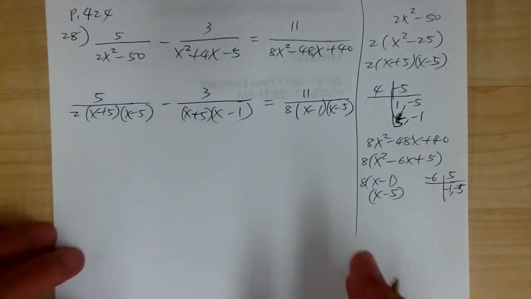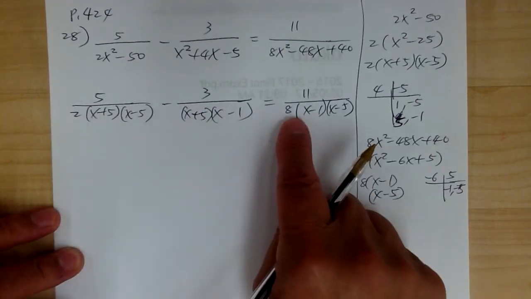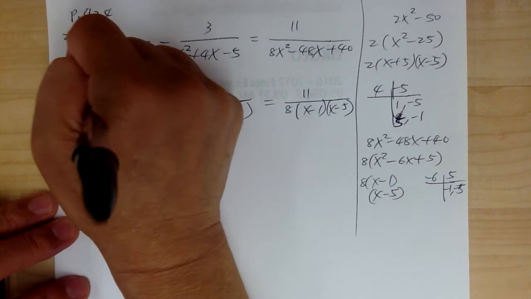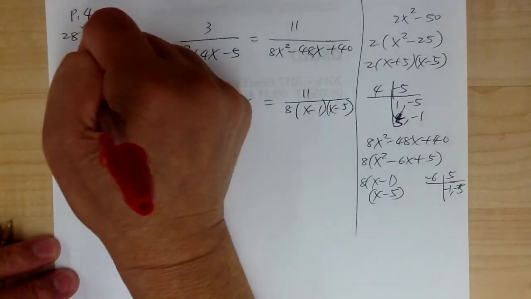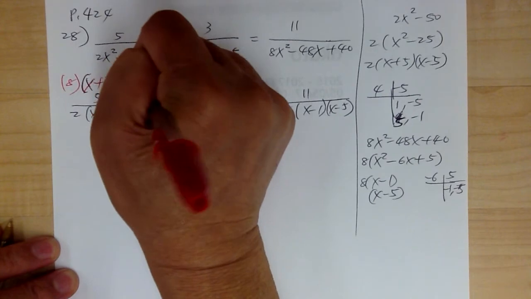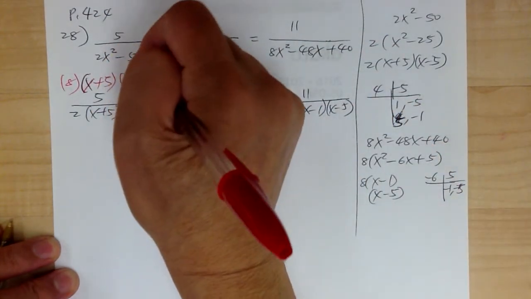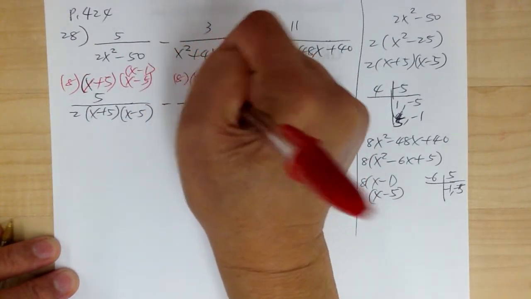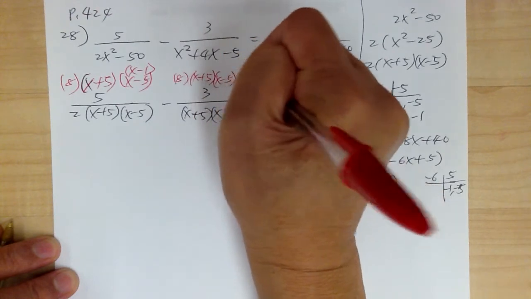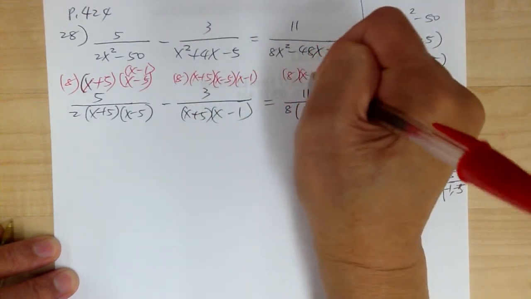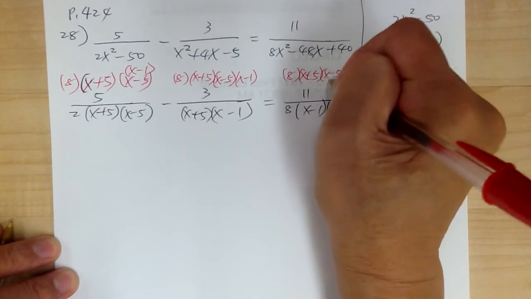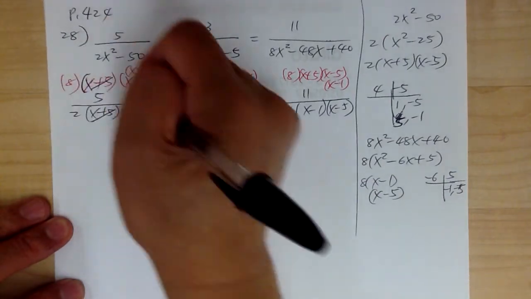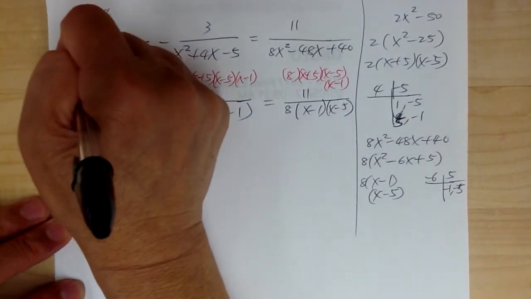Okay, so let's go and get the LCD. So the numbers are 2 and 8, so it's 8. And then the group would be x plus 5, x minus 5, and x minus 1. Okay, so you need to have an 8, x plus 5, x minus 5, and x minus 1. Okay, so let's go and cancel things out. So this cancels with this, cancels with that, and this cancels with that to get a 4.